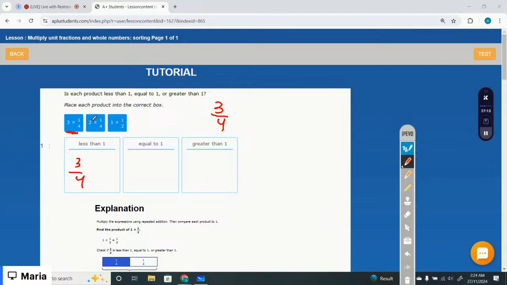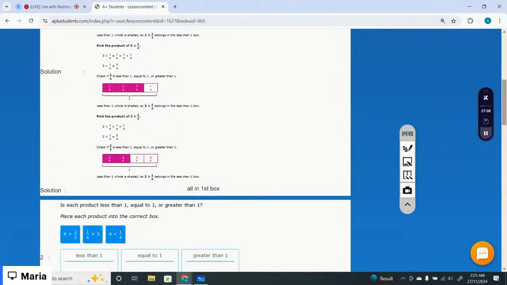Here you have 3 by 4. 2 times 1 by 4 is 2 by 4. 2 times 1 is 2, 2 times 2 is 4. So 1 by 2 is again less than 1. 1 times 1 by 2. So they all are less than 1: 3 by 4, 1 by 2, and 1 by 2. Got it? They all are smaller than 1.